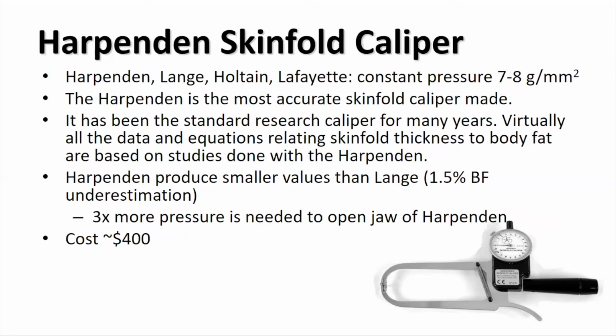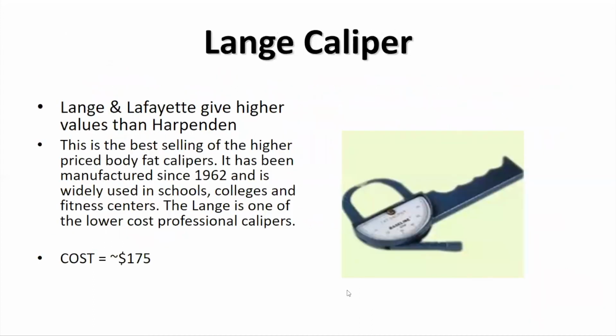So if you were in lab, you would be able to try both the Harpenden and the Lange, and you will notice that the Harpenden, or this caliper, exerts more pressure upon the jaws when this handle is let go. This is the Lange caliper, and it costs about $175. The reason why the Harpenden or Lange caliper are used in research is because regardless of how open this jaw is, it's going to exert the same amount of pressure regardless of the jaw openness.